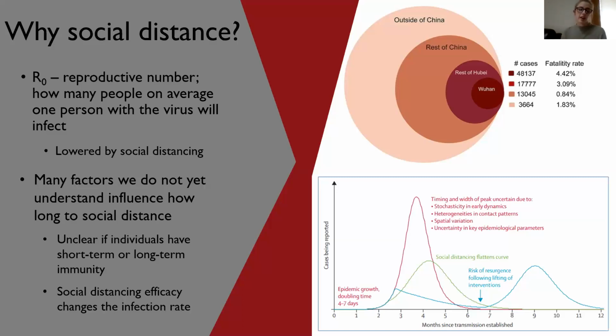In addition to that, social distancing really is important and changes the infection rate. So it's really hard to predict where the peak of our curve will be, or even what our curve will look like compared to these other 3 plots that I've shown here.